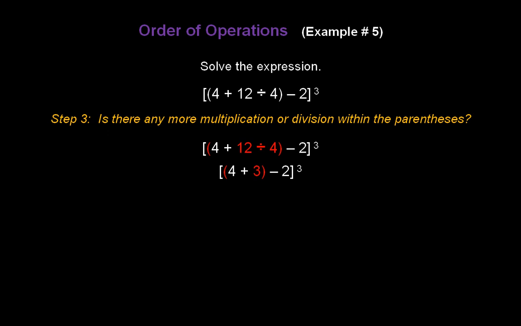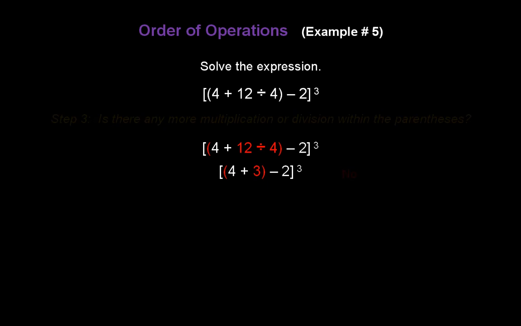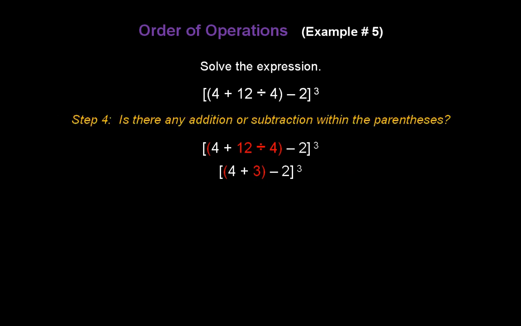Is there any more multiplication or division within the parentheses? No, there isn't. Move on to the next step. Is there any addition or subtraction within the parentheses? Yes, there is. We have to solve for 4 plus 3. 4 plus 3 gives us 7, so we'll rewrite the expression. Now we just have brackets left. Open bracket, 7 minus 2, close bracket, all to the third power.